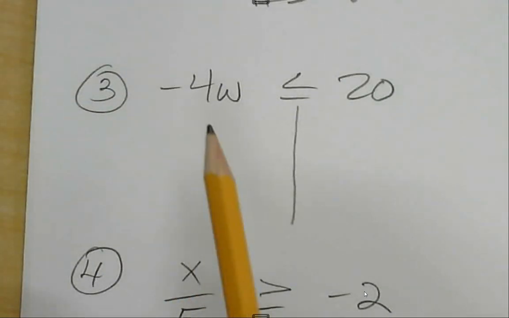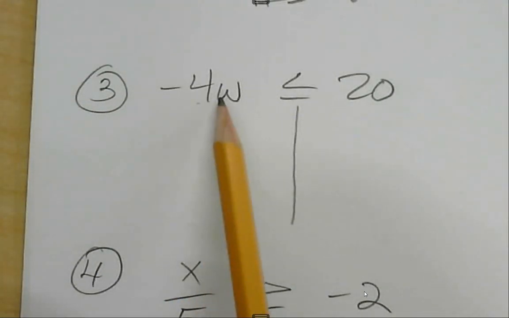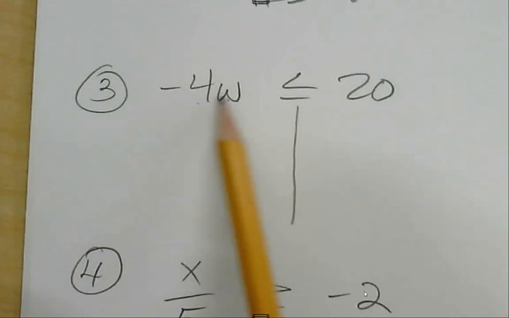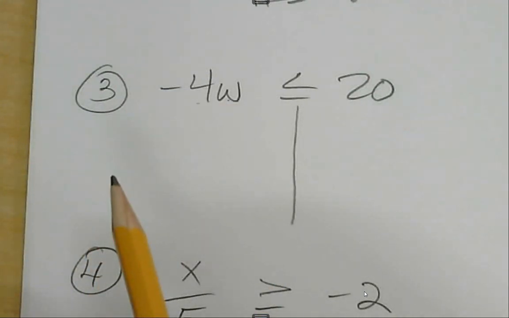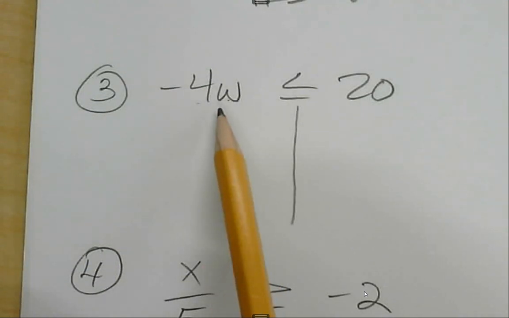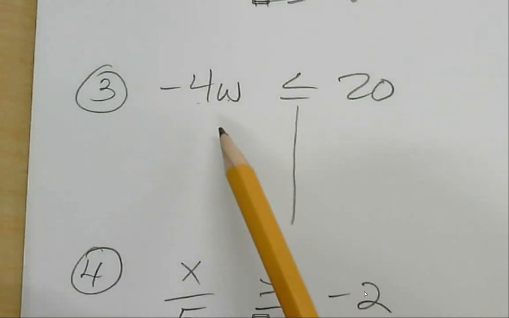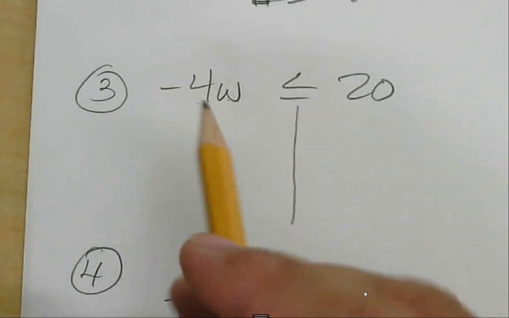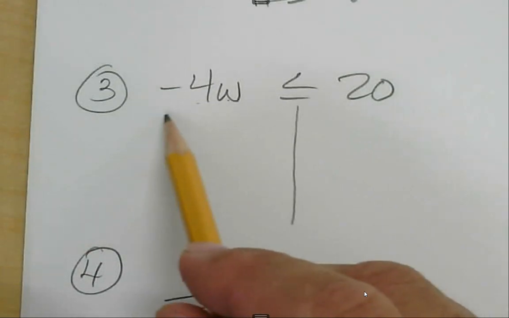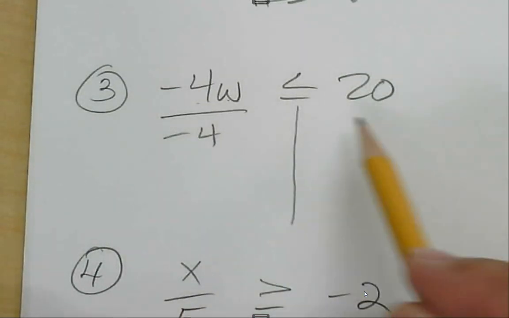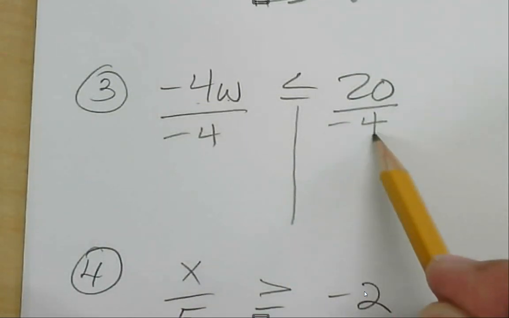And now I got to ask myself, what is the operation between negative 4 and w? When those two numbers are right side by side, what operation is being indicated there? Well, we know that the operation here is multiplication. So in order to undo multiplication, I have to do the inverse of multiplication, which is division, which means I'm going to have to divide not only this side by negative 4, but I'm going to have to divide this side by negative 4 as well.